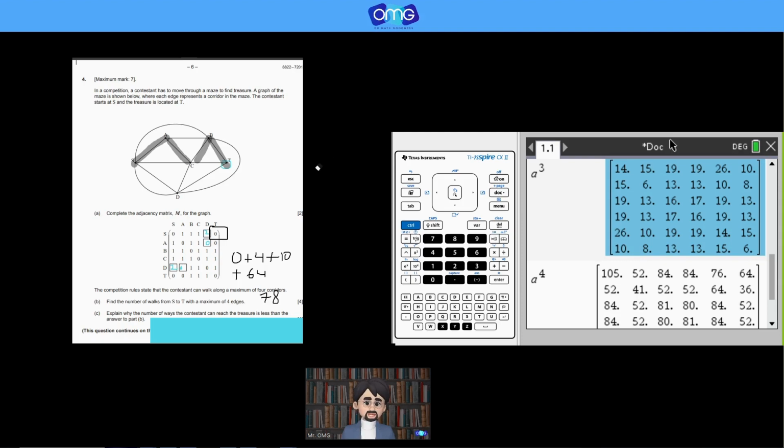Okay, explain why the number of ways to reach the treasure is less than in part B. Of course, it's less than part B. Why? Because most of them will reach the treasure in less than 4 edges. Maybe it will be 2, maybe there will be 1, I mean there will be 2 or 3. Understand? And that's the answer.